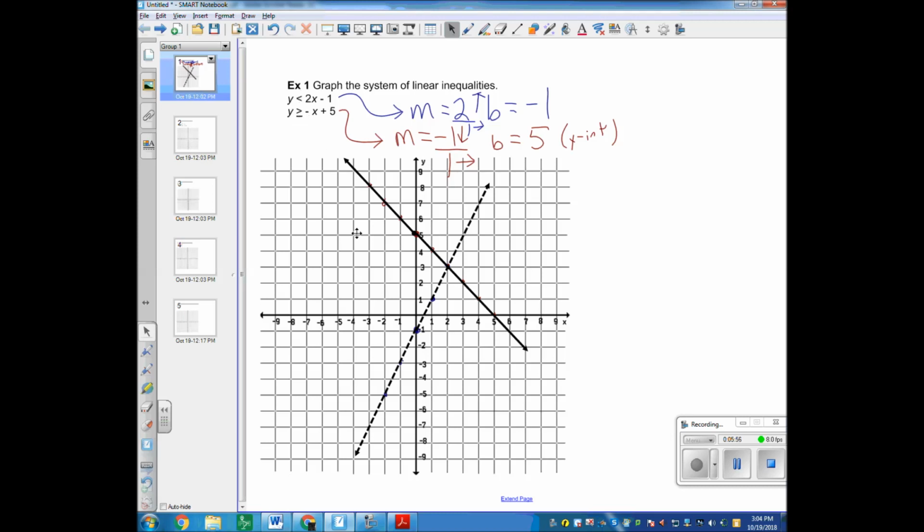Here's the thing: when these two lines crossed, they made 4 sections of our coordinate plane, 4 wedges. And there can only be one winner. Only one of those 4 sections is going to get shaded. Let's see if we can figure out where that's going to be.